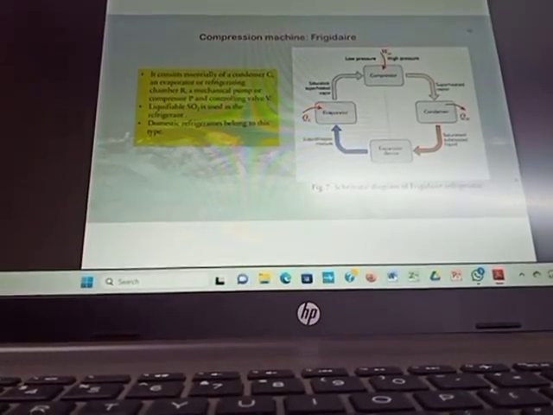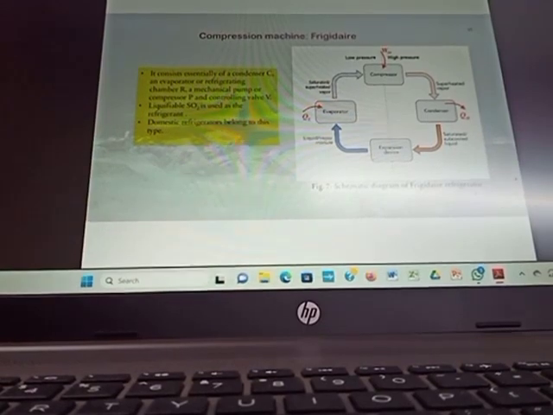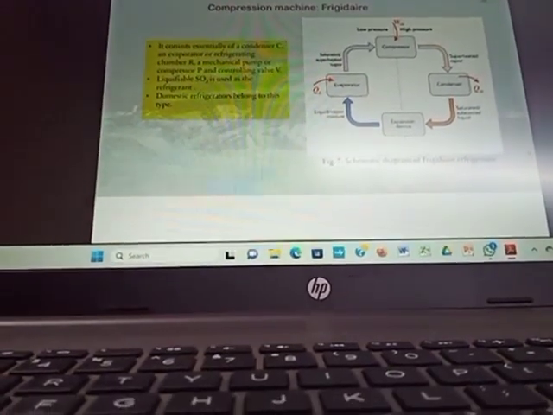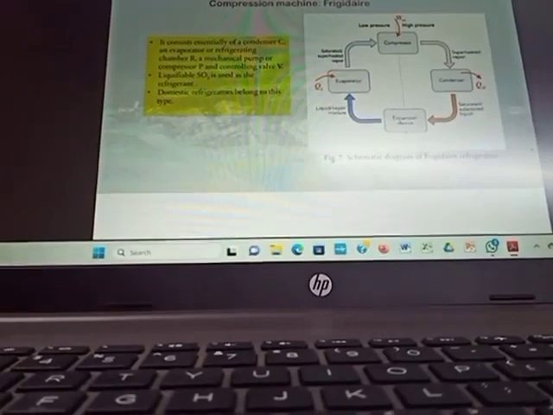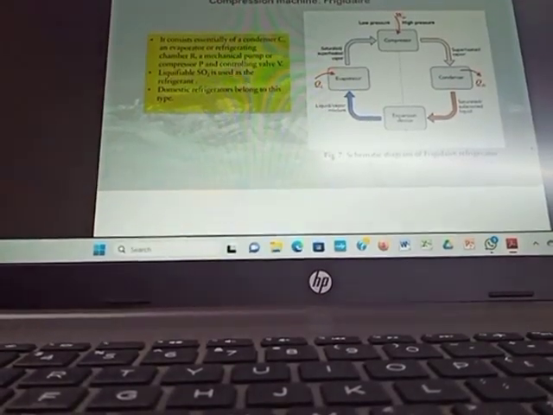From the expansion device the liquid-vapor mixture goes to the evaporator.